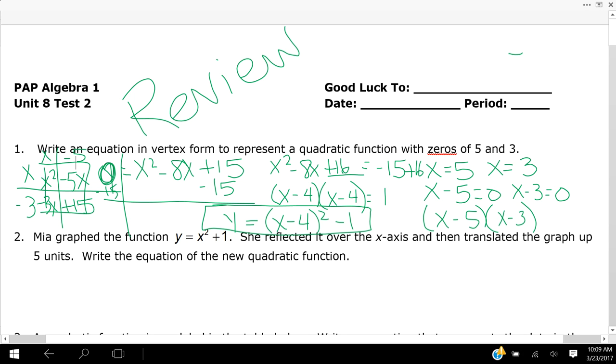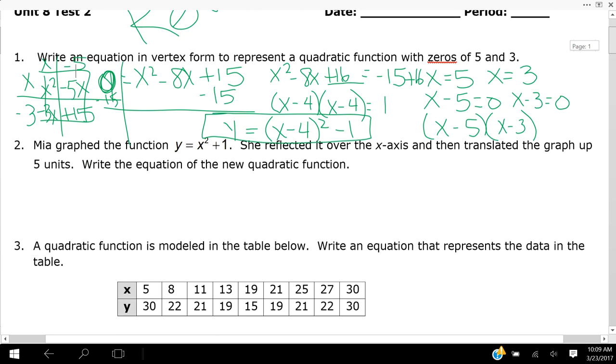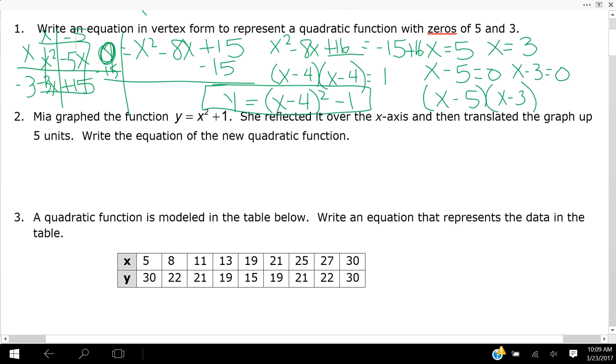If you're not sure how to do that, you need to go back to the practice problems we did before spring break. But the answer is going to be x minus 4, the whole thing squared, minus 1. Okay, and I would do these in my calculator if I were you. I would totally do them and see if it makes sense.